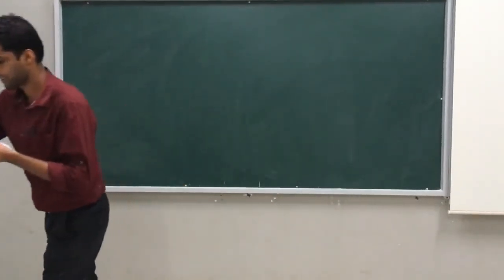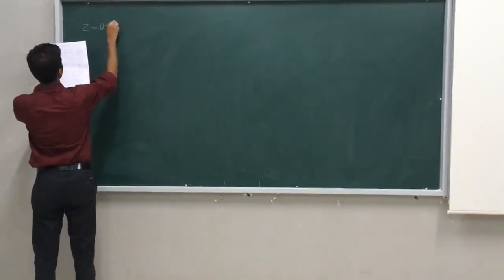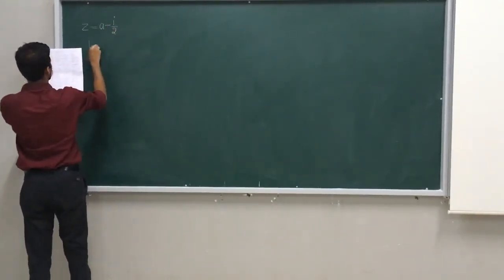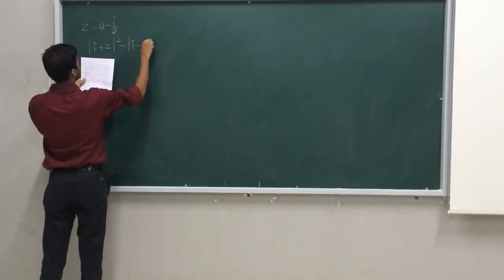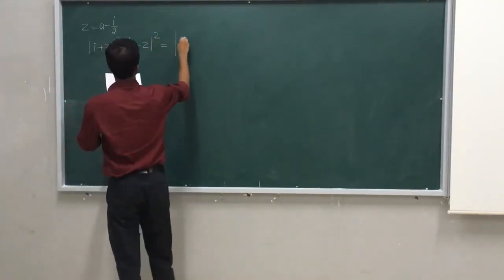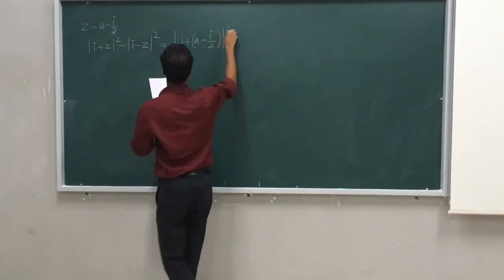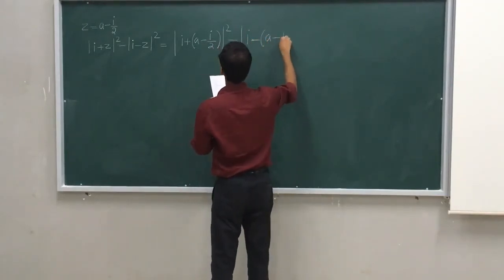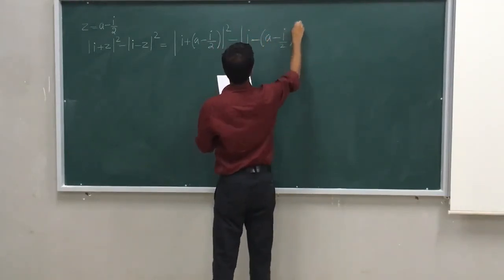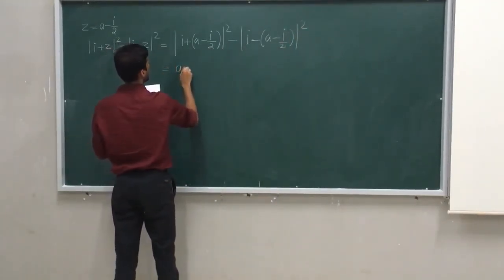In 24th question, they expected z equal to a minus i by 2. Then what is the answer for mod of i plus z whole square minus mod of i minus z whole square? So what do we do? i plus z is already given, a minus i by 2, minus mod of i minus a minus i by 2, the whole square, which is nothing but a. It is 1 minus 2i minus i by 2.